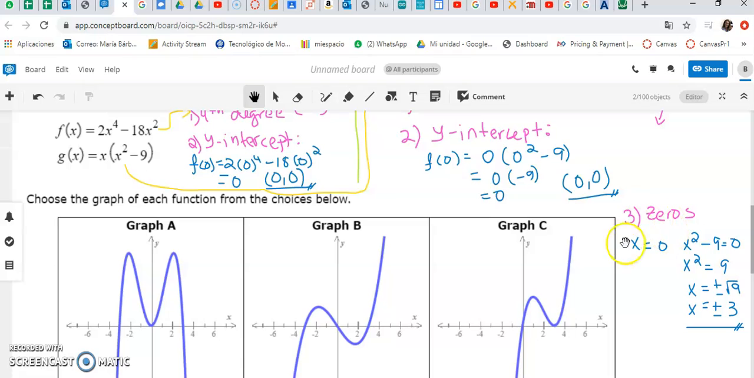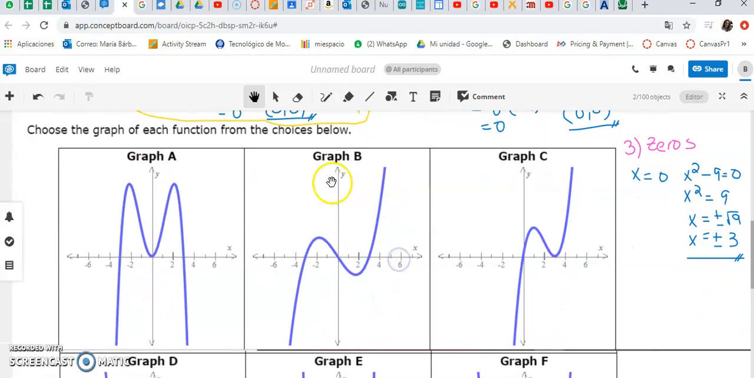So x in the first one equals 0, and in the other one, when we solve for x, we get that x equals plus or minus 3. As you can see, here we have the three roots: 0, and the positive and the negative 3. So the graph that corresponds, dear students, is graph B, because we have the roots at minus 3, at 0, and at positive 3.